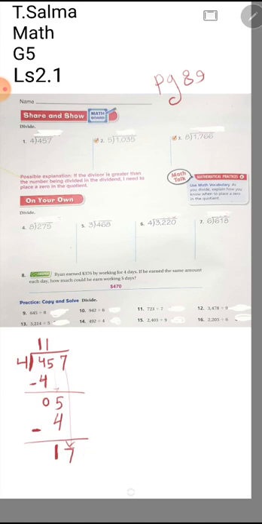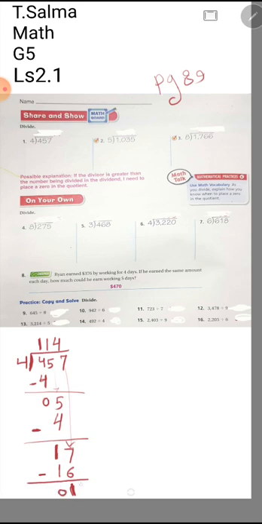The answer is 4. So if you multiply 4 by 4, the answer will be 16, and 16 is the closest number to 17. Now 4 multiplied by 4 equals 16. Now subtract: 7 minus 6 equals 1. 1 minus 1 equals 0.